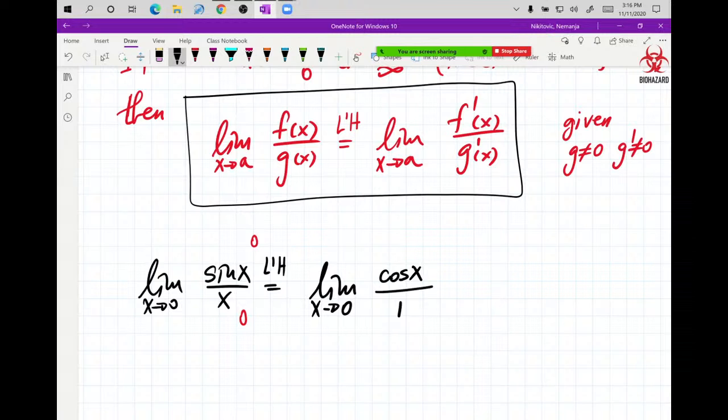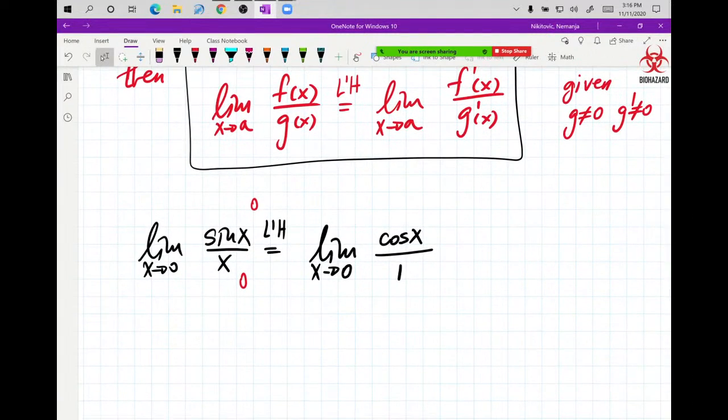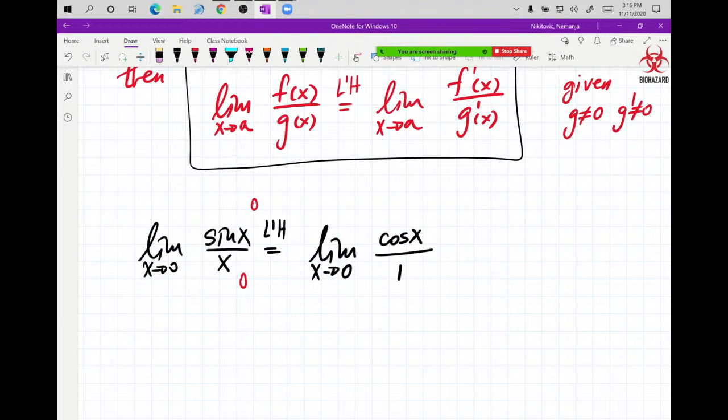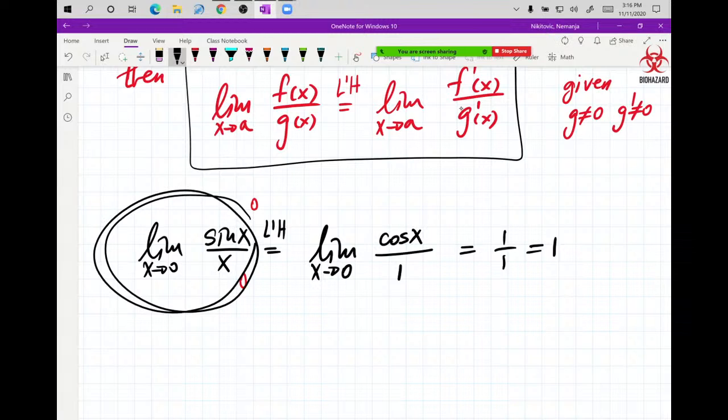And now, guaranteed by the theorem above, the result of this problem and the result of this problem are the same. You get the same value. But clearly the problem on the right is a joke to solve, because once you plug in 0 for cosine, you get 1 over 1, which is equal to 1. Therefore, our problem is equal to 1.